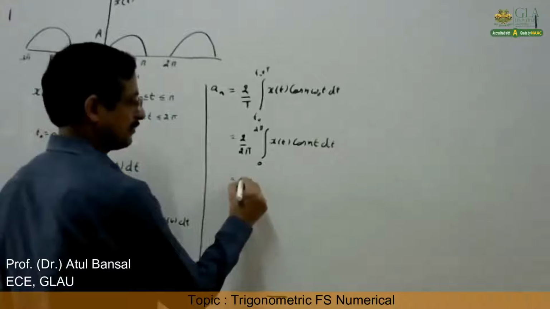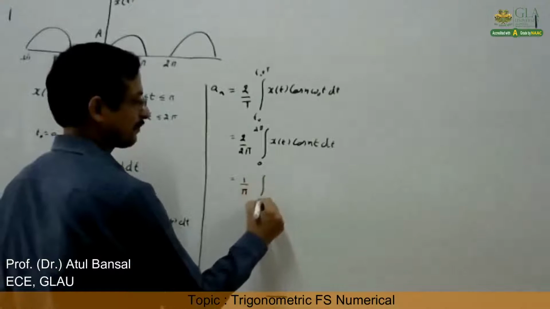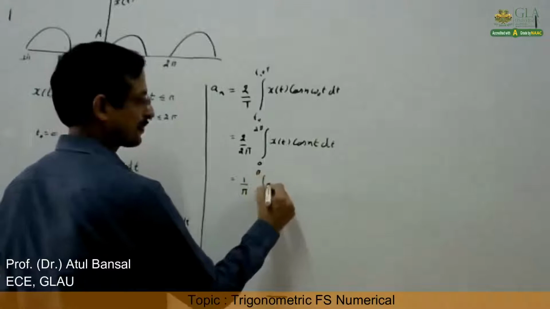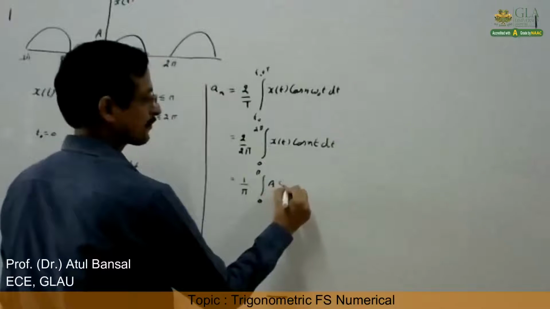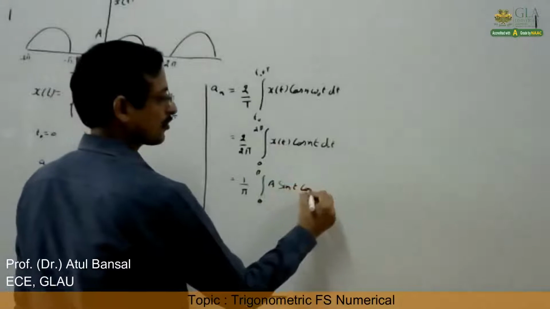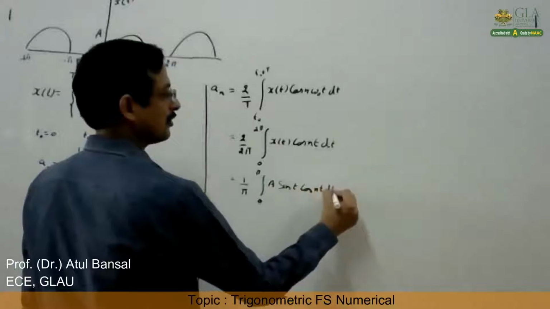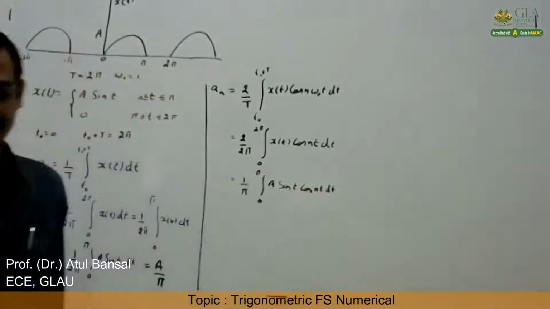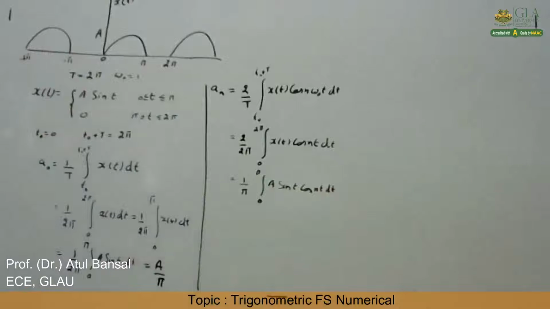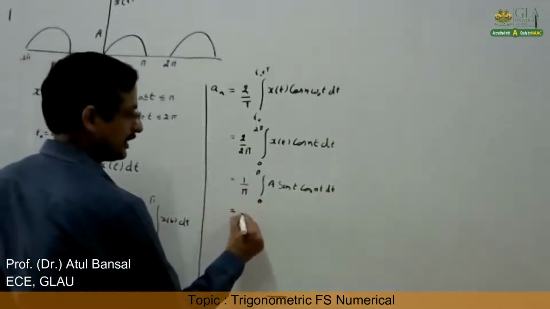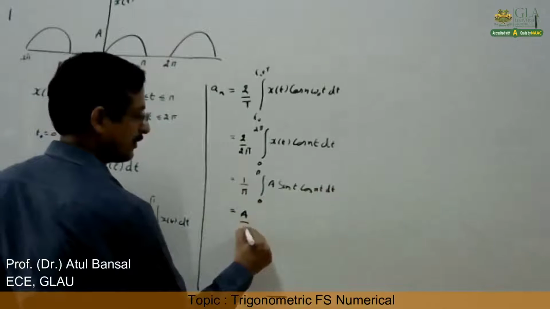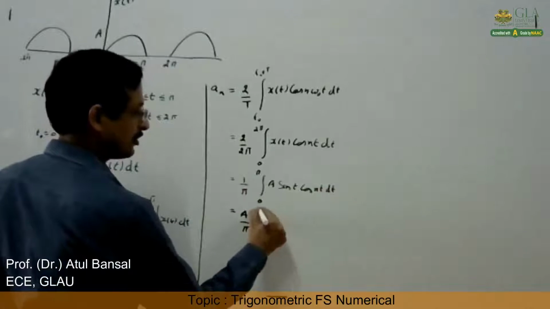So this will become 1 upon pi, integral 0 to pi, a x(t) sin t cos nt dt, right? So we can take a outside: a upon pi, 0 to pi.